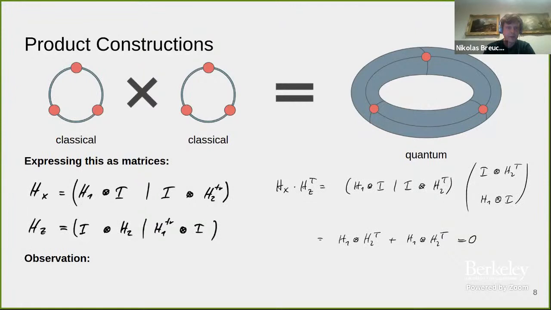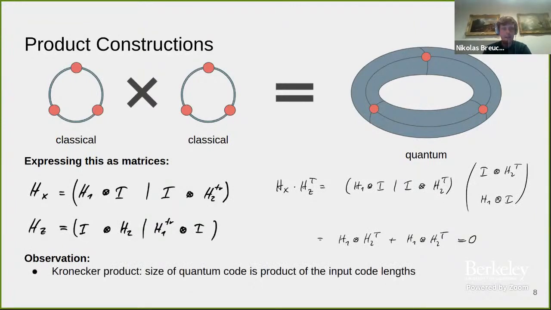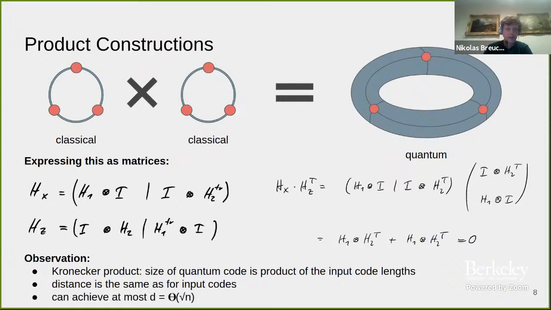But we make the following observation. Due to the Kronecker product that you see appearing here, the size of the quantum code is the product of the input code lengths. However, it turns out that the distance is just the same as for the input codes. And what this tells us is that we can at most achieve a square root distance. So we're not going to be able to break the polylog square root n barrier.